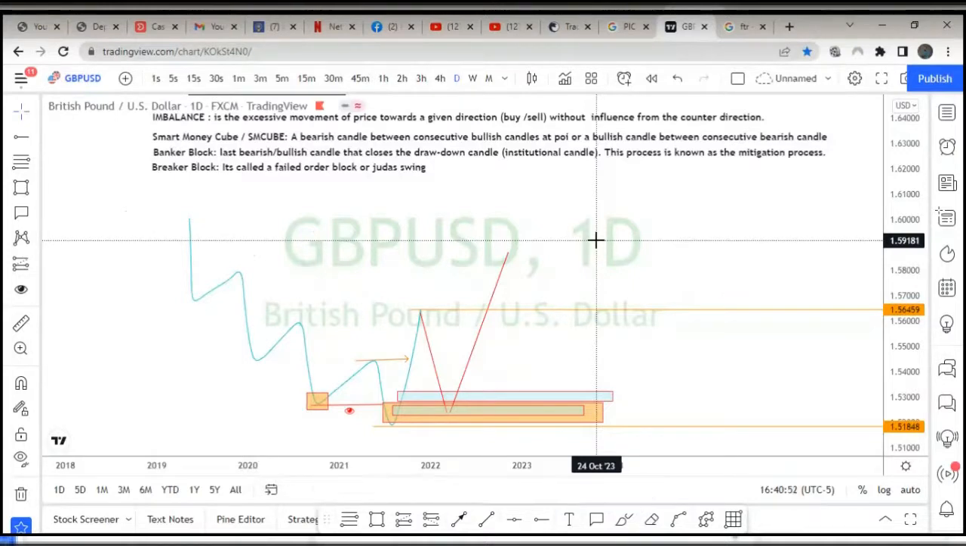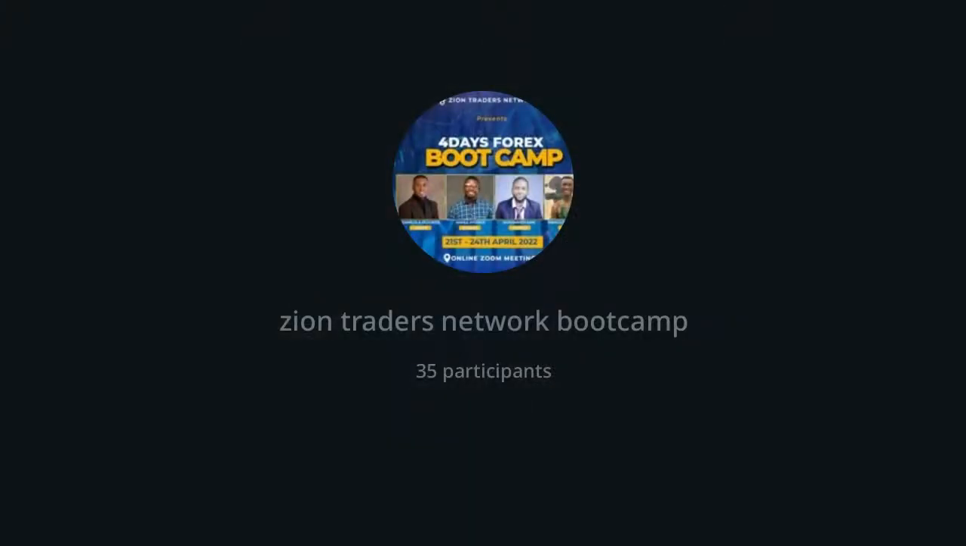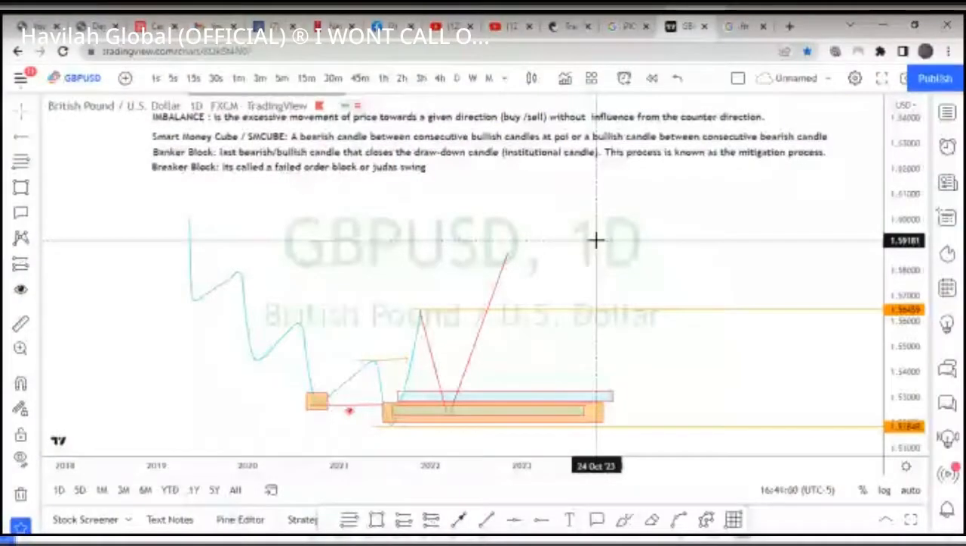That's why you need to have a trading discipline and a trading setup that you trade. If I have my setup and my trading system, and my trading system tells me to buy, I will buy even if everybody is selling. Okay.